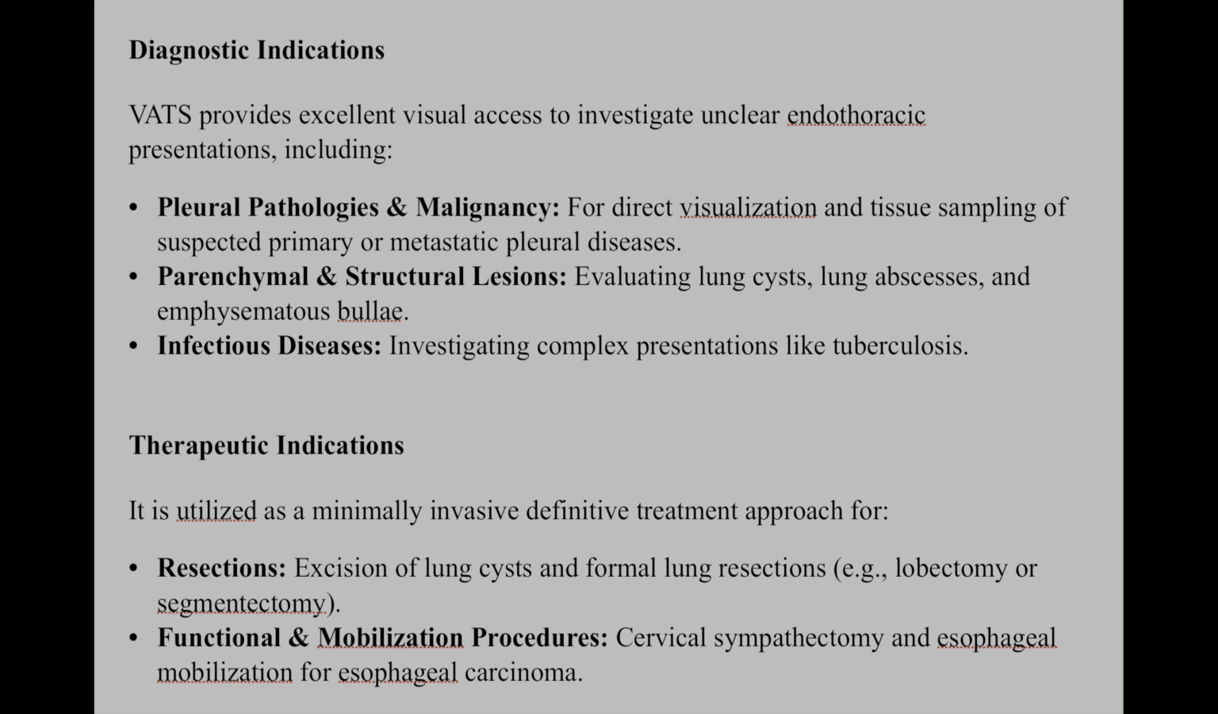Indications. The diagnostic indications. VATS provides excellent visual access to investigate unclear endothoracic presentations, including, number 1, pleural pathologies and malignancy. It can be used for direct visualization and tissue sampling of suspected primary or metastatic pleural diseases. Parenchymal and structural lesions: evaluating lung cysts, lung abscess, and emphysematous bulla can be done. Infectious diseases: investigating complex presentations like tuberculosis.